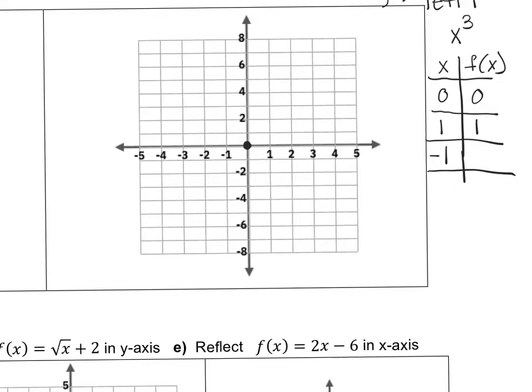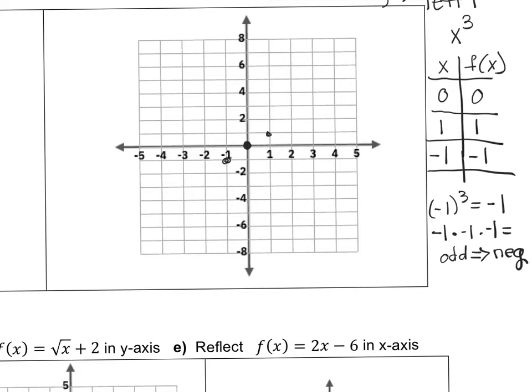So 1 cubed is 1. Now when our input is -1, if we take -1 and cube it, that is -1 times -1 times -1. This is an odd number of negatives multiplied together, so the rule says that we always are going to end up with a negative. So -1 cubed is -1. So we can plot these points at 1, 1, and -1, -1.